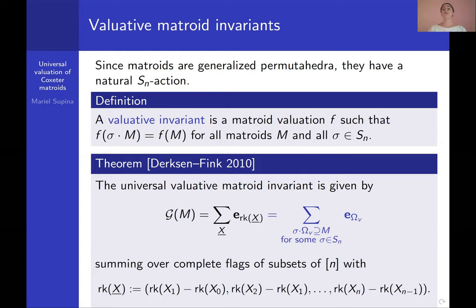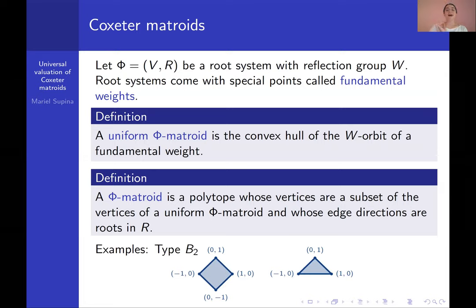But this is what Dirksen and Fink showed. They showed this valuative invariant. So what we wanted to do was extend this to Coxeter matroids, which I haven't defined yet, but I will now. There's ways of thinking about Coxeter matroids algebraically, and if you know about that, then you should think about that. But I'm going to define them in kind of a roundabout way as certain polytopes for the purposes of this talk.